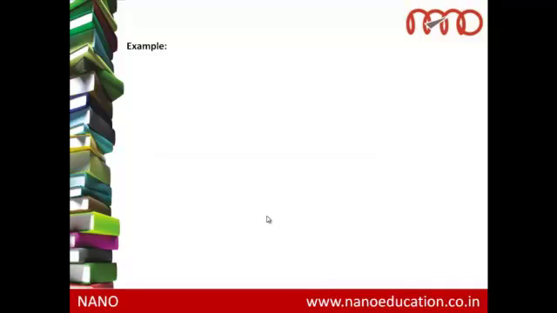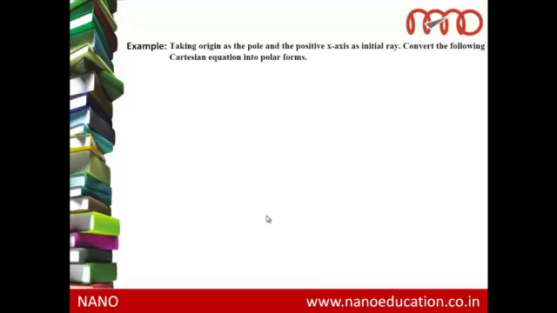Let us look at the next example. Here we are doing the converse of the previous type of questions. We are given the Cartesian equation and we want to convert it into polar form. This is the easiest thing we can do. Wherever we see x, we have to replace it by r cos theta, and wherever we see y, we have to replace it by r sin theta.